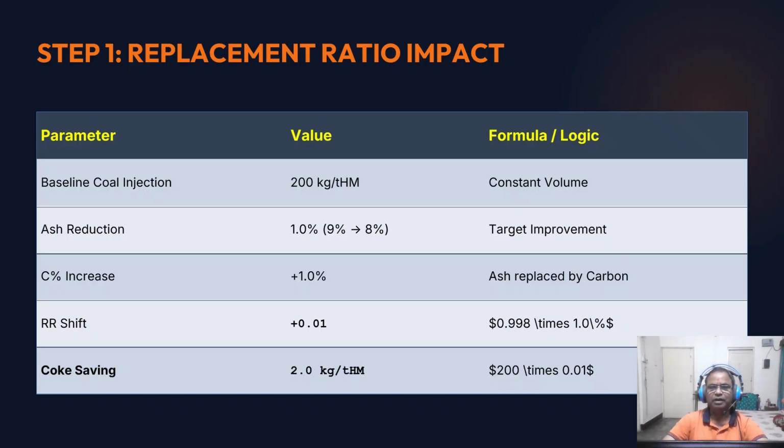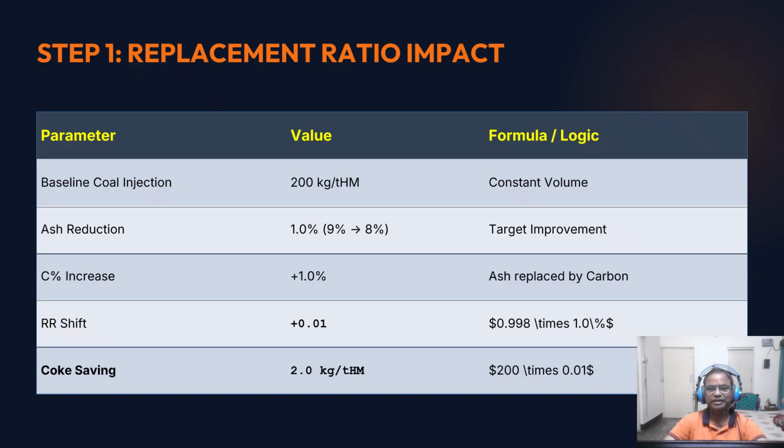Technically, coming to the technical calculation, step 1 is the replacement ratio shift. So let's put some numbers to this theory, starting with a baseline of 200 kg per ton hot metal injection. A 1% ash reduction, moving from 9 to 8%, gives us almost a 1% increase in carbon. Applying a replacement ratio shift of 0.01, we calculate an immediate coke saving of 2 kg per ton of hot metal just from the energy improvement alone. But we are not done yet.